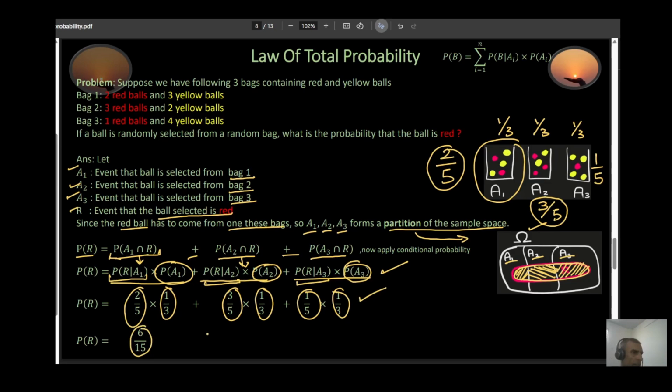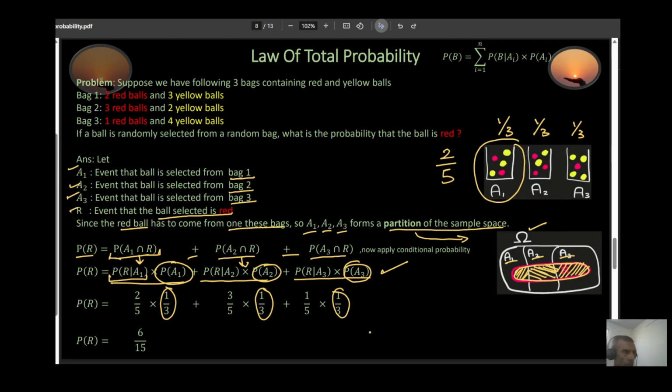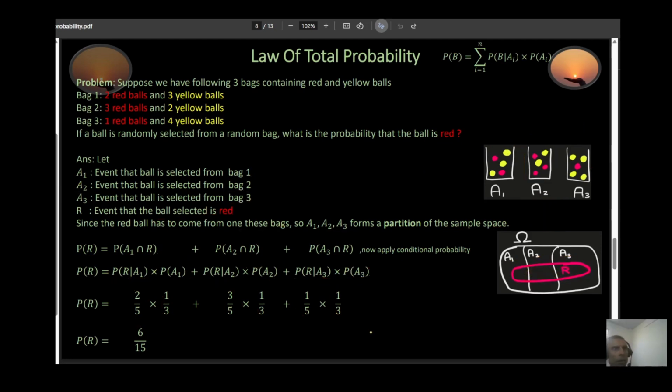You can also verify this in a different way. Let me just remove everything. So you can see that the probability of selecting a red ball is given by the total number of red balls over the total number of balls. How many balls do you have total in this case? 15. This one has 5, 5, 5. Total 15 balls. And how many red balls do you have total? You have 2 over here, you have 3 over here, and you have 1 over here. So 2 plus 3 plus 1 is 6. So it's 6 over 15. So it's kind of nice to see and verify that your law of total probability works. You can do the same problem in multiple ways.